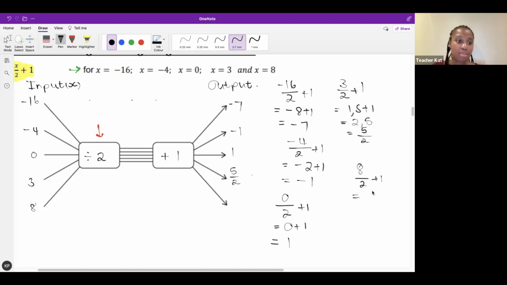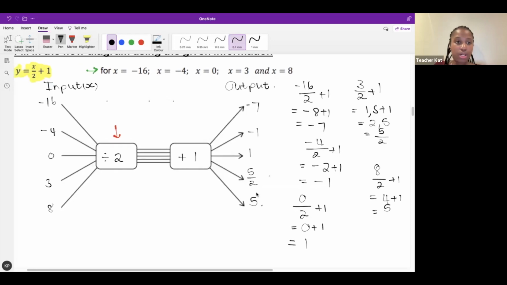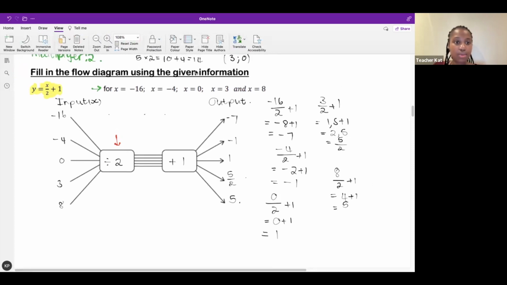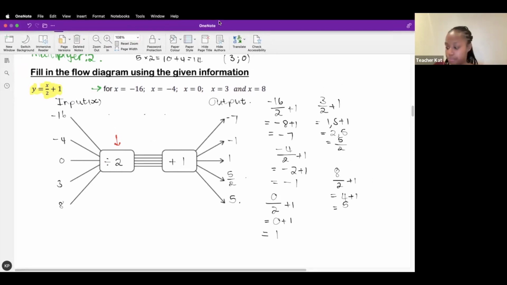What's 8 divided by 2? That is correct, guys. That is 4. And if I add 1, my output is 5. And we are done with this question. That went very fast. Let me zoom out for you guys who want to take screenshots. Hopefully everyone is still with me.